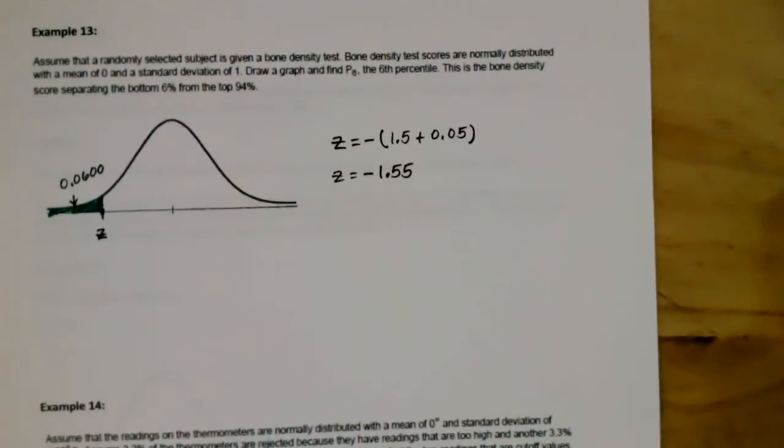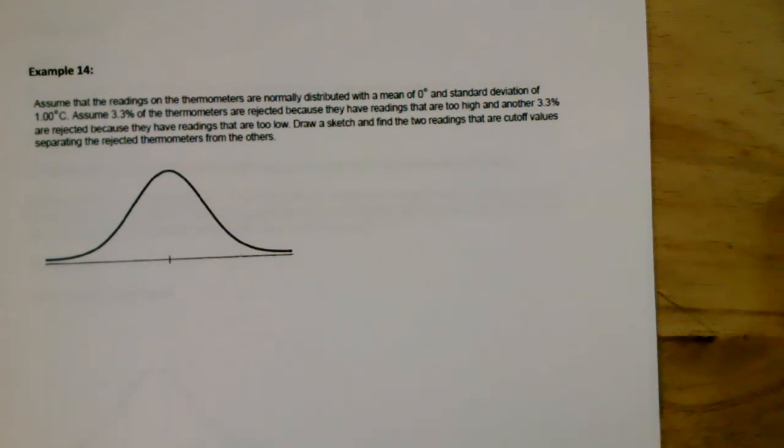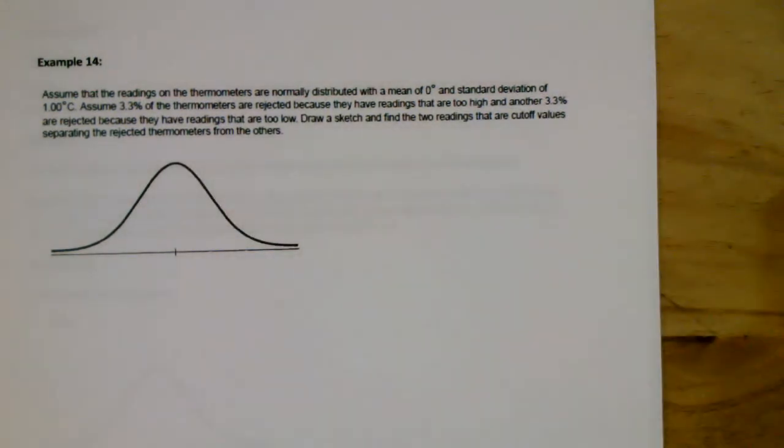And here's another example. Assume that the readings on the thermometers are normally distributed with a mean of 0 and a standard deviation of 1.00 degrees Celsius. Assume 3.3% of the temperatures are rejected because they have readings that are too high, and another 3.3% are rejected because they have readings that are too low. Draw a sketch and find the two readings that are cutoff values separating the rejected thermometers from the others.